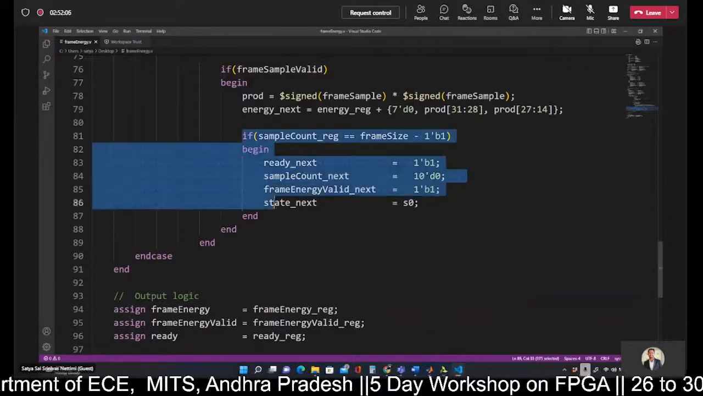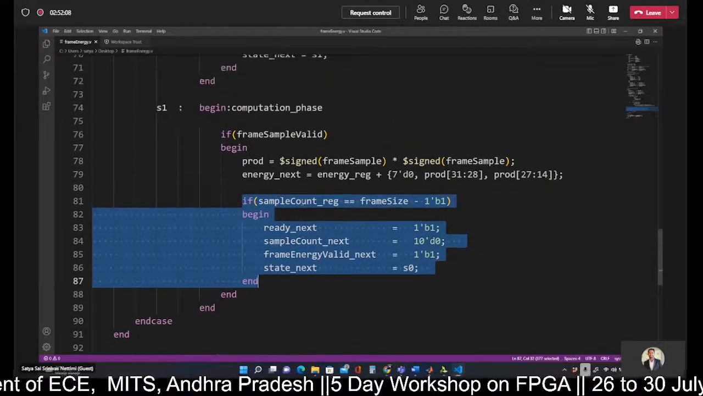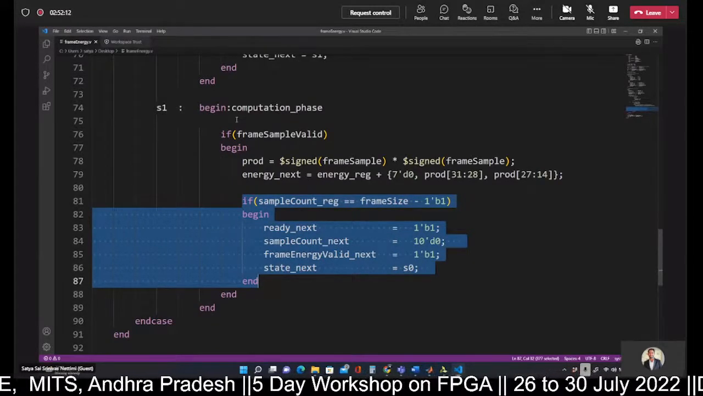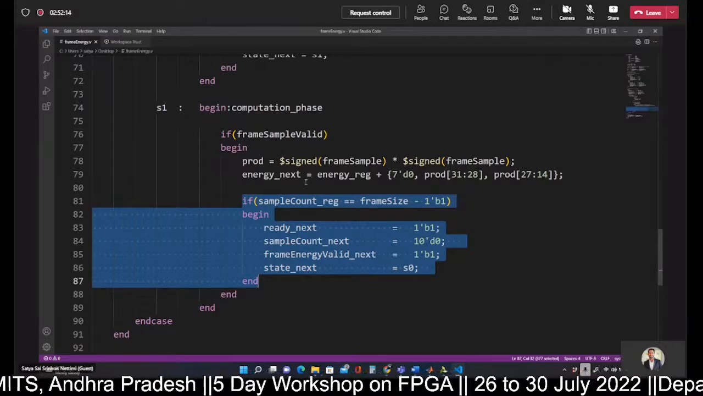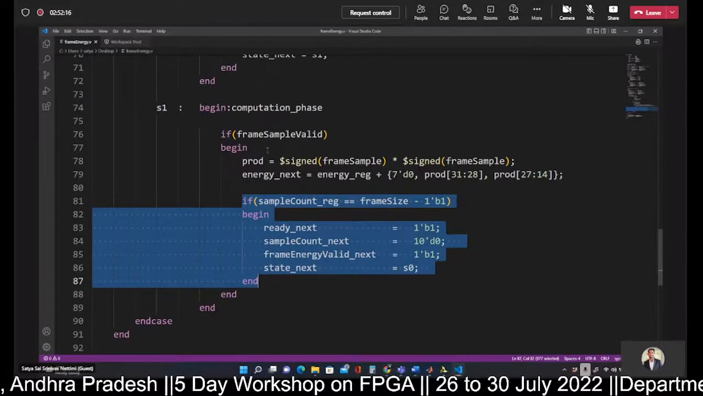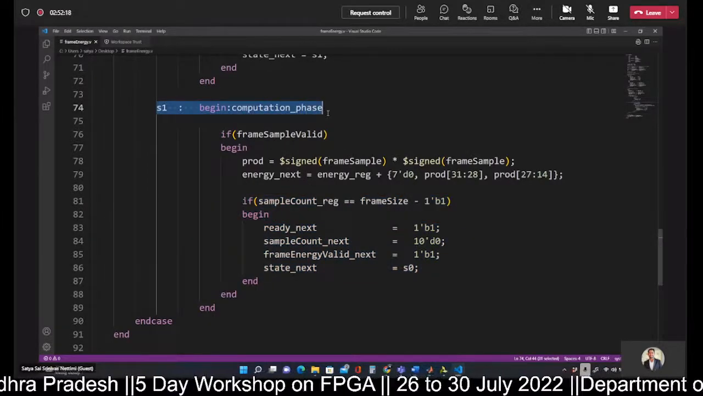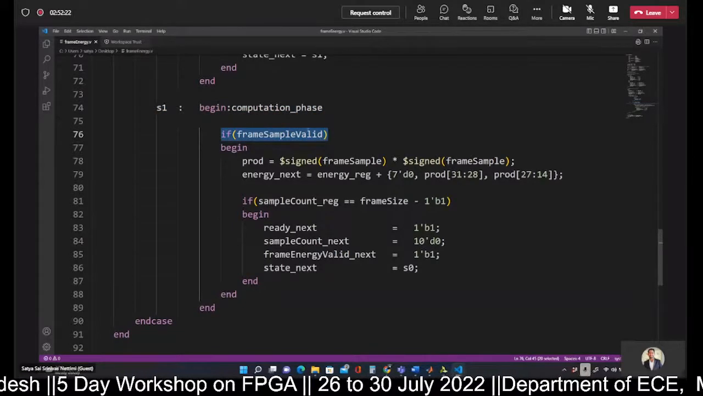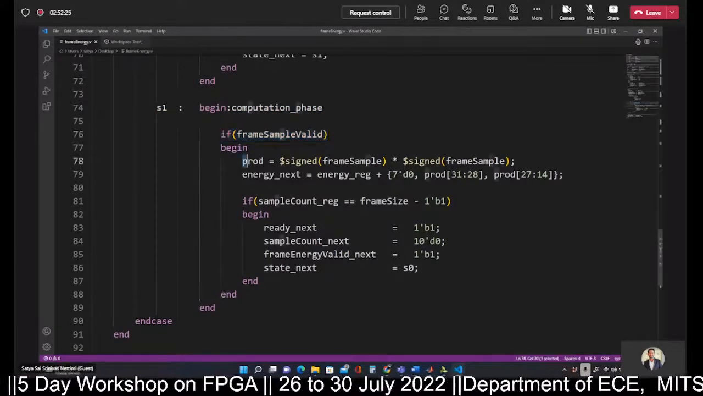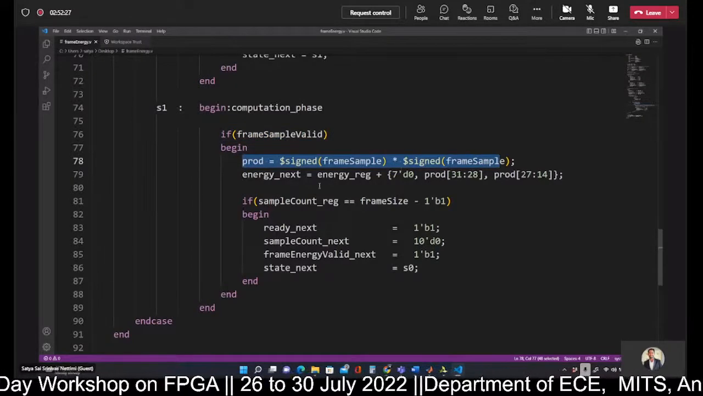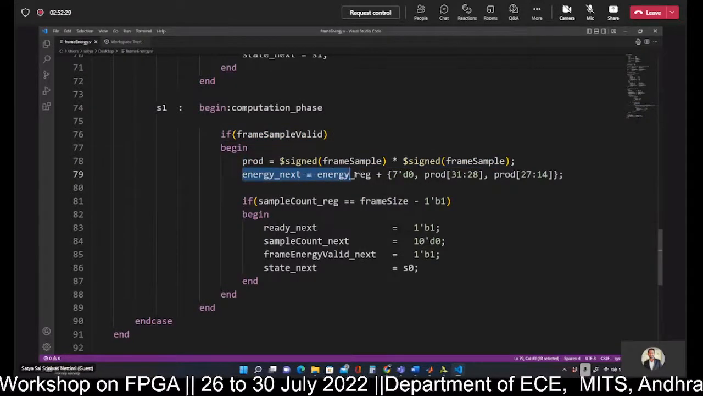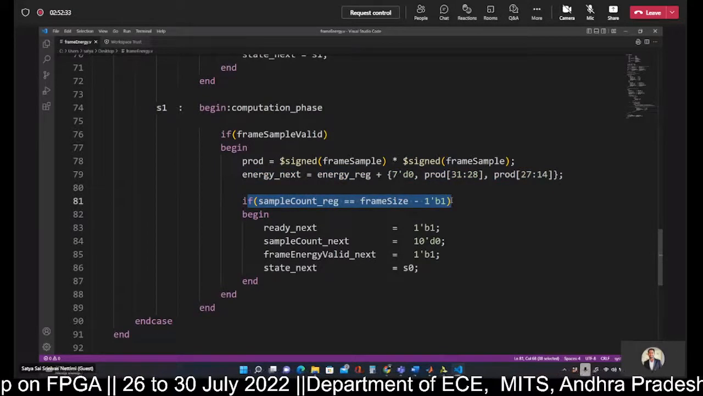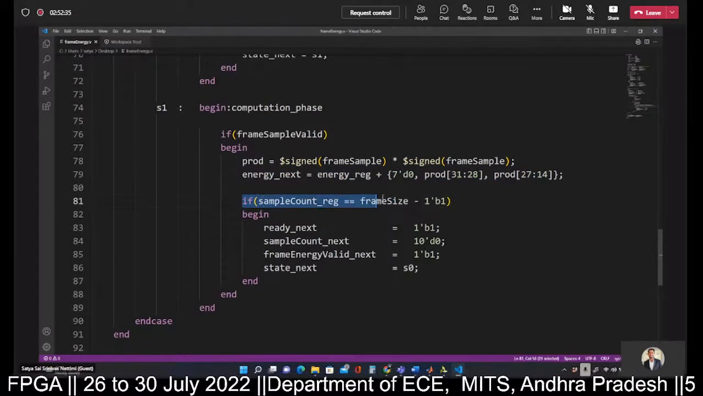If this condition is not valid, there is no state transition happening. It indicates that the frame energy computation has not completed. It has to be completed. So by default, it will remain in the S1 state in order to complete. And it will wait for the frame sample valid input. Whenever a frame sample valid is coming, again it will do the product. After that, it will add the resultant value to the accumulator, and again it will check whether it has processed the required number of samples or not.